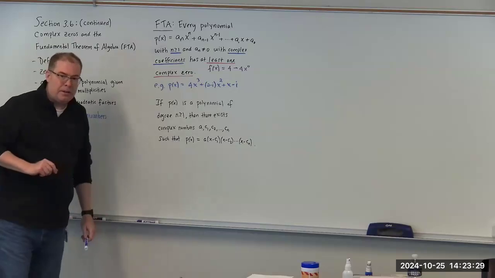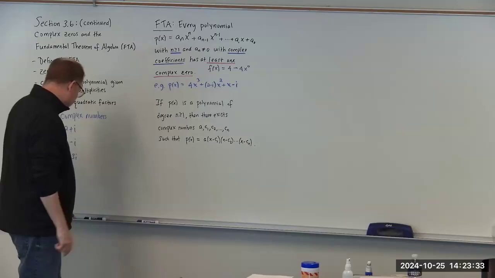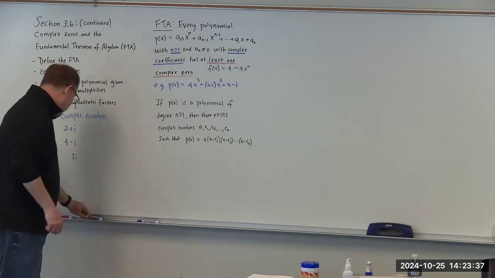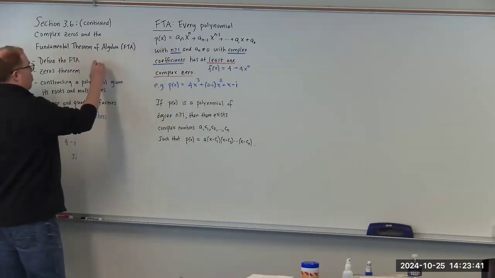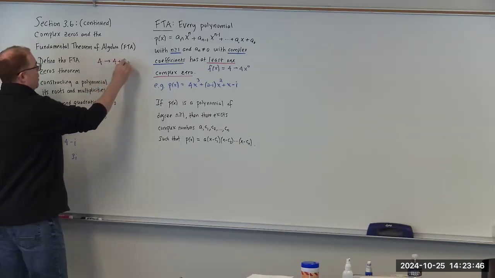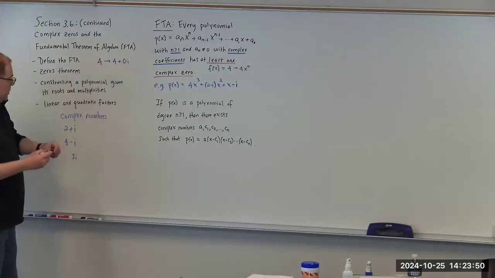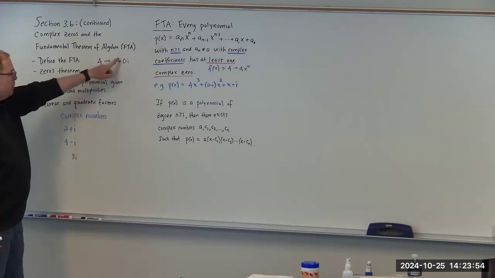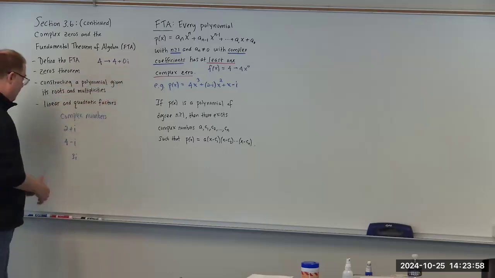Keep in mind that every real number can be expressed as a complex number. What do I mean by that? Well, if we have 4, for example, we can write 4 as 4 plus 0i. So 4 now is represented as a complex number. We just put 0 here for the i part.